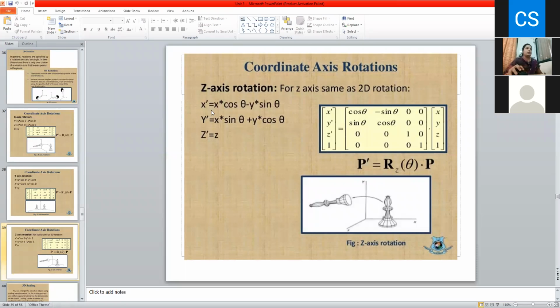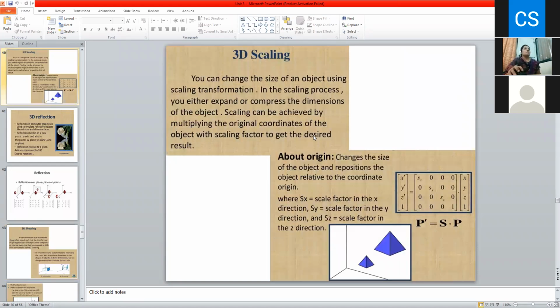Then in the z-axis, z remains constant. So you are having x dash and y dash changing, and that's why the third row and third column are fixed, and the 4 elements cos theta, sin theta are replaced like this. Remember, for rotation about the z axis, the rotation is anti-clockwise, again considered as positive, and that's why the minus sign comes here. Okay, next 3D scaling we have seen.